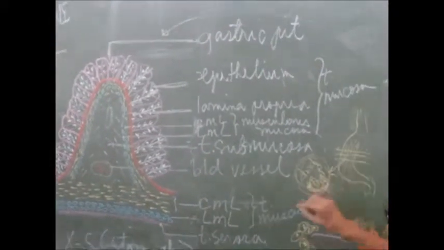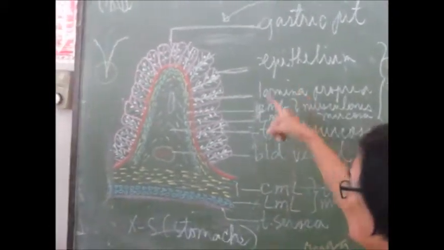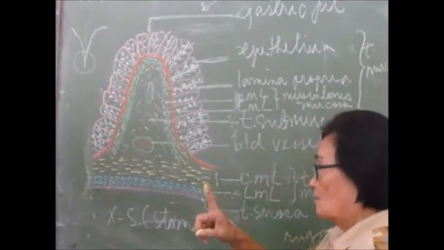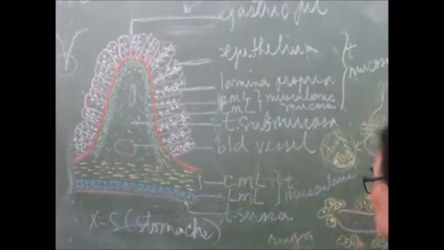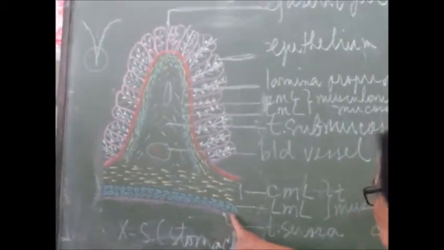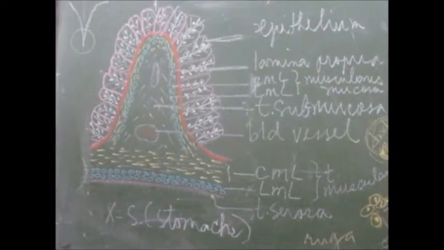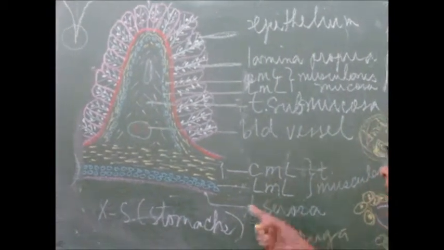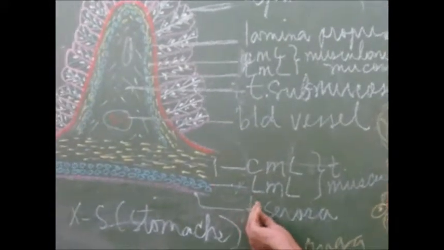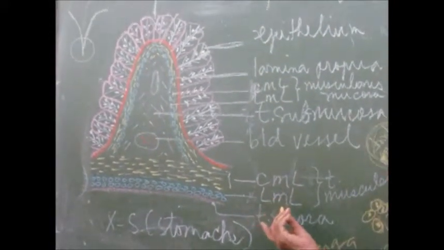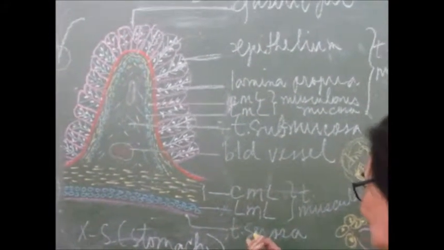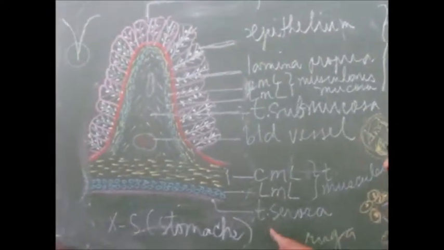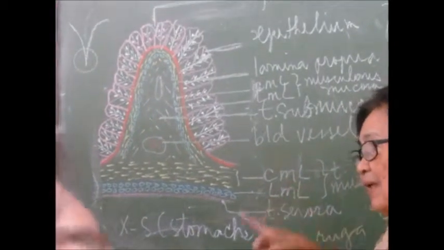Okay, now because of the microscopic examination, we are going to identify the parts of the structure. Starting from the outermost layer, you will have the tunica serosa. T stands for tunica, so you have to take note of what T is.